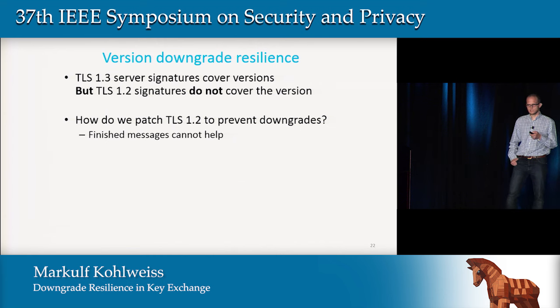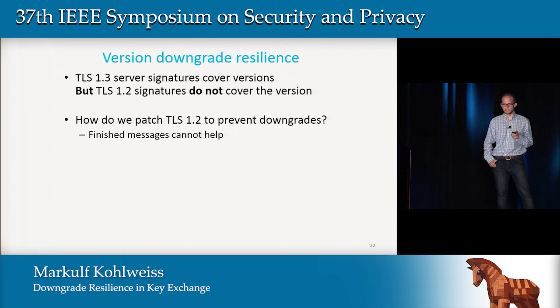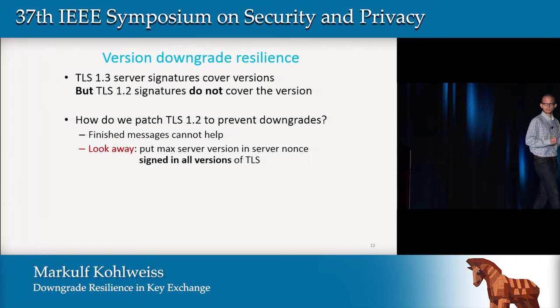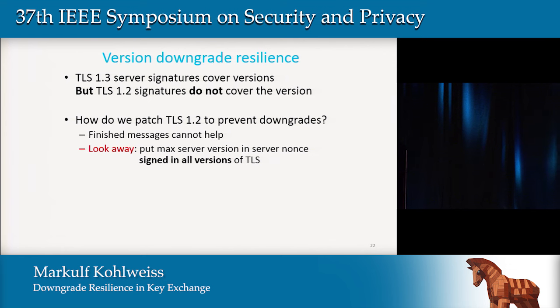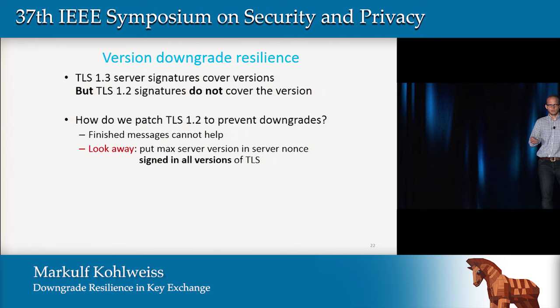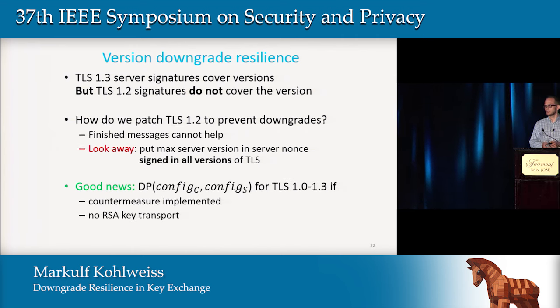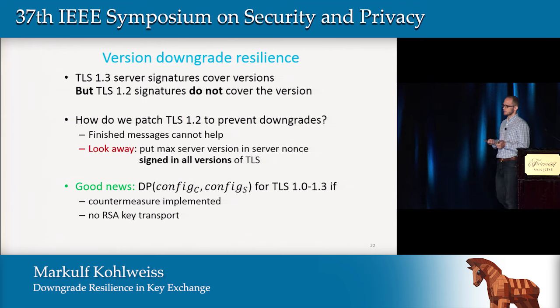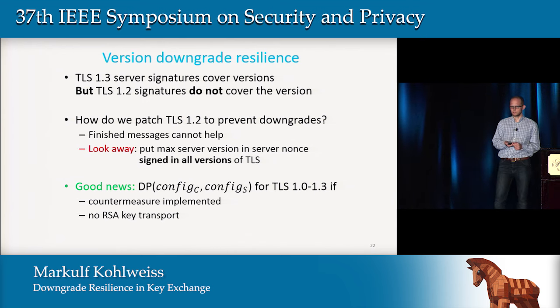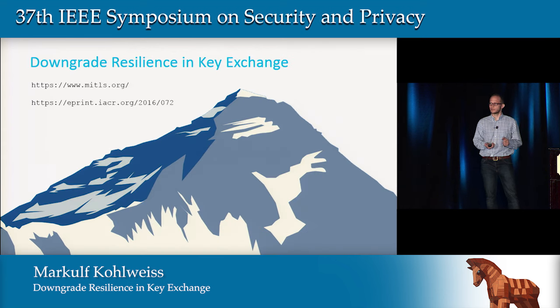So the question is how to patch 1.3 to prevent downgrades. The finished messages don't help. So here is something ugly. Those that have a pure mind should look away. We put the server version into the server nonce, and we do that for all past versions of TLS to obtain backward compatibility. While this is a bit ugly, the good news is it works. And so we can prove downgrade security for servers and clients that support all versions, including TLS 1.3, as long as they implement this countermeasure and as long as they don't support RSA key transport, in which case there are just no signatures to help. So this is all I had to say for now.